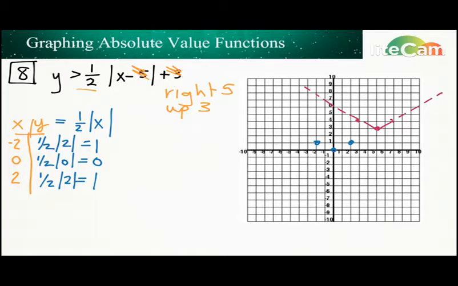If I plug in 0, 0, 0 greater than 1/2 times the absolute value of 0 minus 5, plus 3. Okay, so the absolute value of -5 is 5. 5 divided by 2 is 2.5. And 2.5 plus 3 is going to be 5.5. And that is not a true statement.